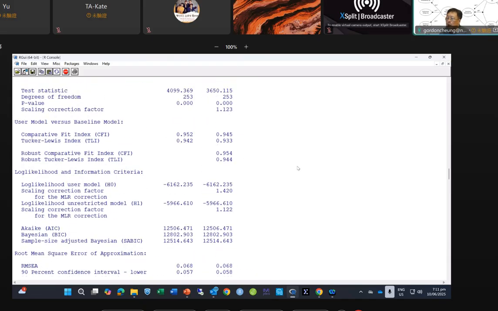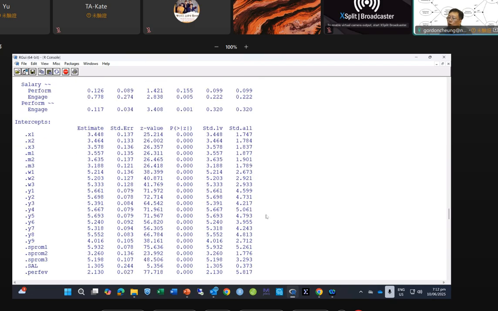Again, when I talked about MLR, do you notice which number I read? The first column is from maximum likelihood. The second column is from MLR, which handles non-normal distribution better. But there are also two sets of CFI and TLI. I only read the first set because the second set, robust CFI and robust TLI, are based on an equation created by Brosseau-Liard, which doesn't have popularity. Okay, so I won't report this. I will report 0.945.